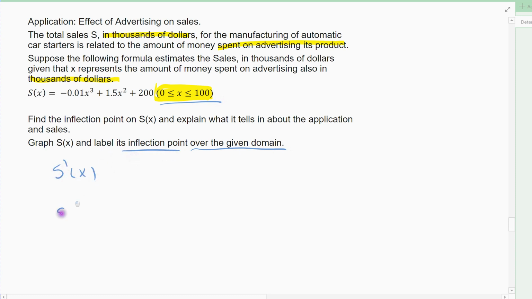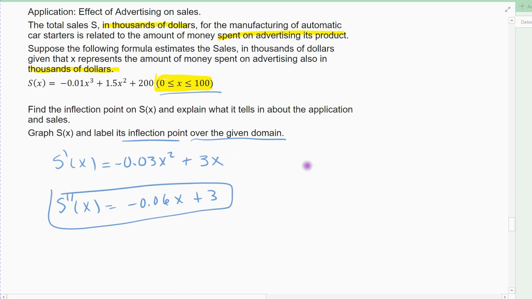In order to find the second derivative, I need the first derivative. Alright, so the first derivative is negative 0.03x squared plus 3x. That zeroes away. The second derivative is negative 0.06x plus 3. Alright, so this is what I need, the second derivative.